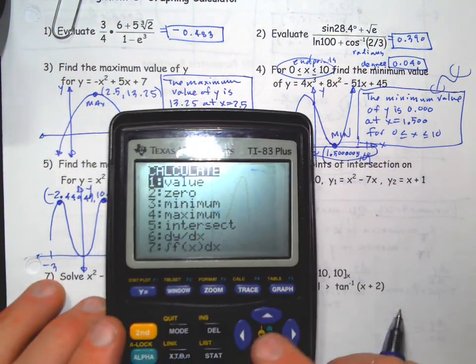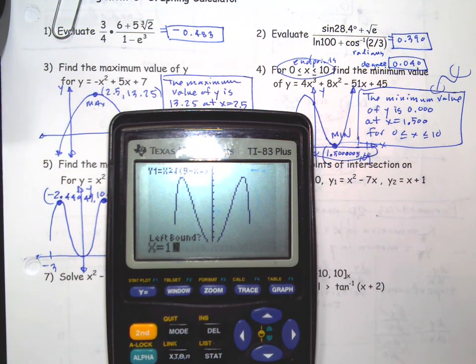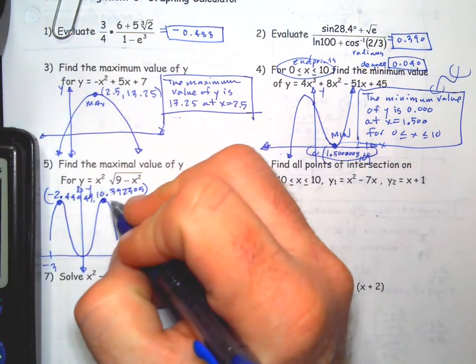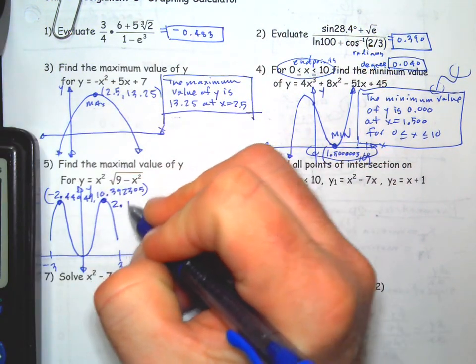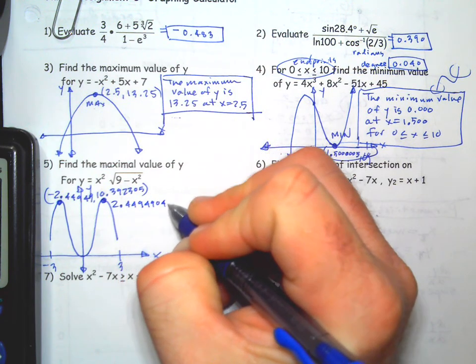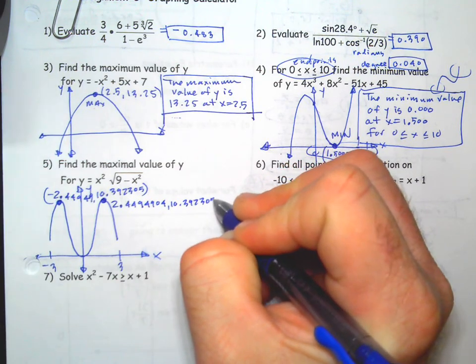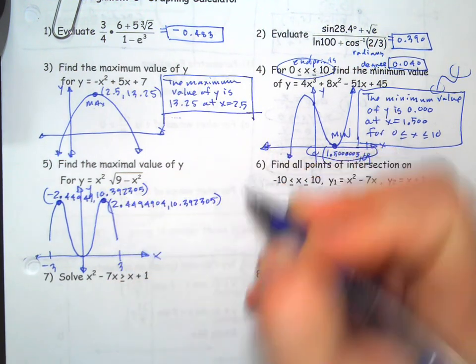Second calc, max. This other one, between 1 and 3, guess at 2. And it is at positive 2.4494904, comma 10.392305. So it's the same value. So that is the max, and it happens multiple times.